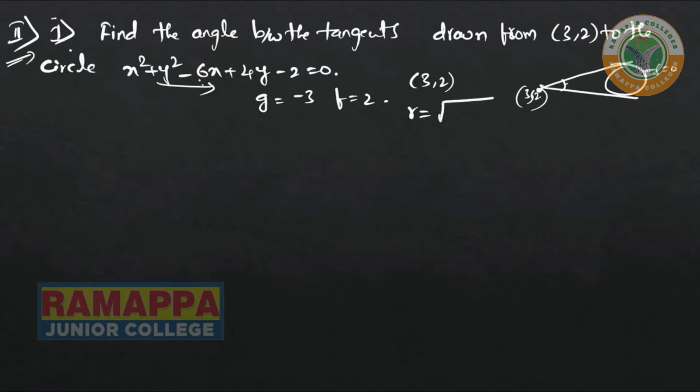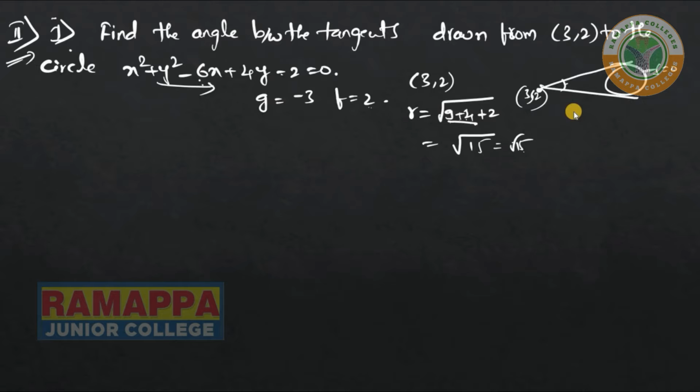r is equal to the square root of g square, which is 9, plus f square, which is 4, minus c, which is 2 here. Minus c means minus minus, so it becomes plus. So it becomes root of 9 plus 4, which is 13, plus 2, 15. So r is equal to root 15.